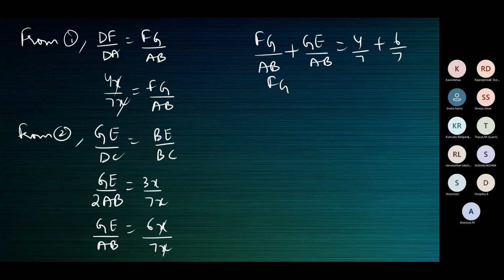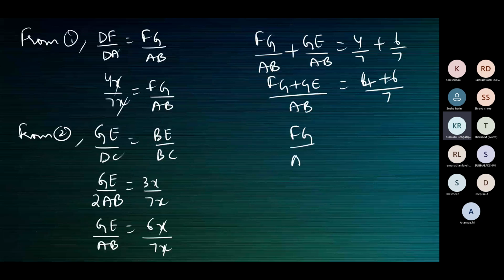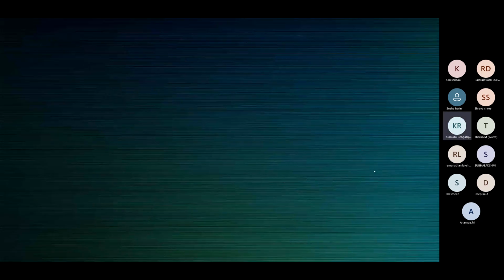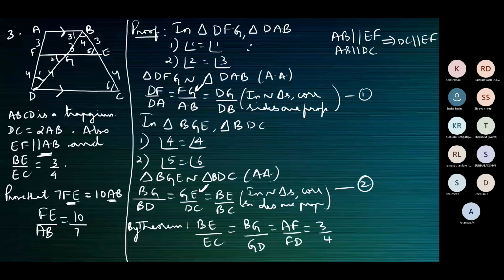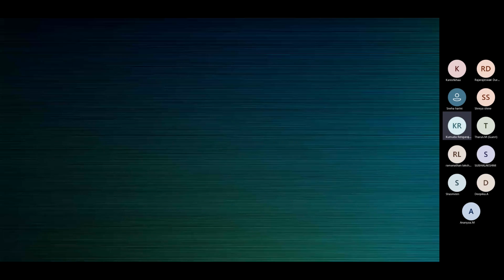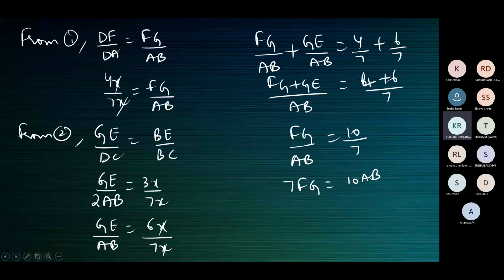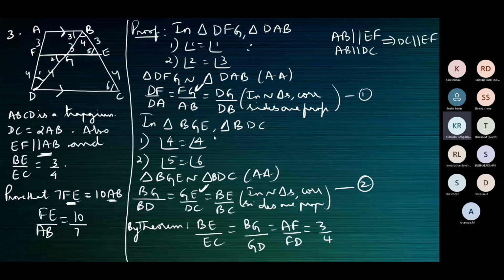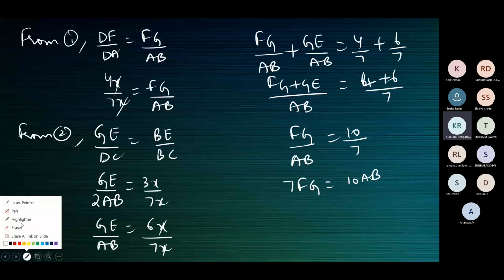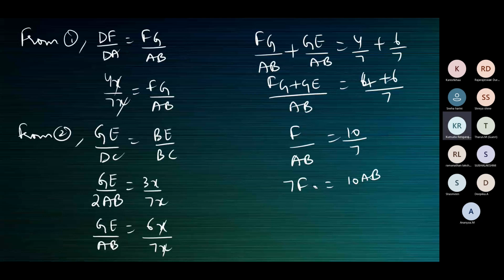So FG plus GE by AB is equal to 4 plus 6 by 7. So FG plus GE is FE. So FE by AB is equal to 10 by 7. On cross multiplying, 7 times FG is equal to 10 times AB. Oh, I have not added correctly. FG plus GE is FE. I've gone wrong in writing. Not FG. FE.